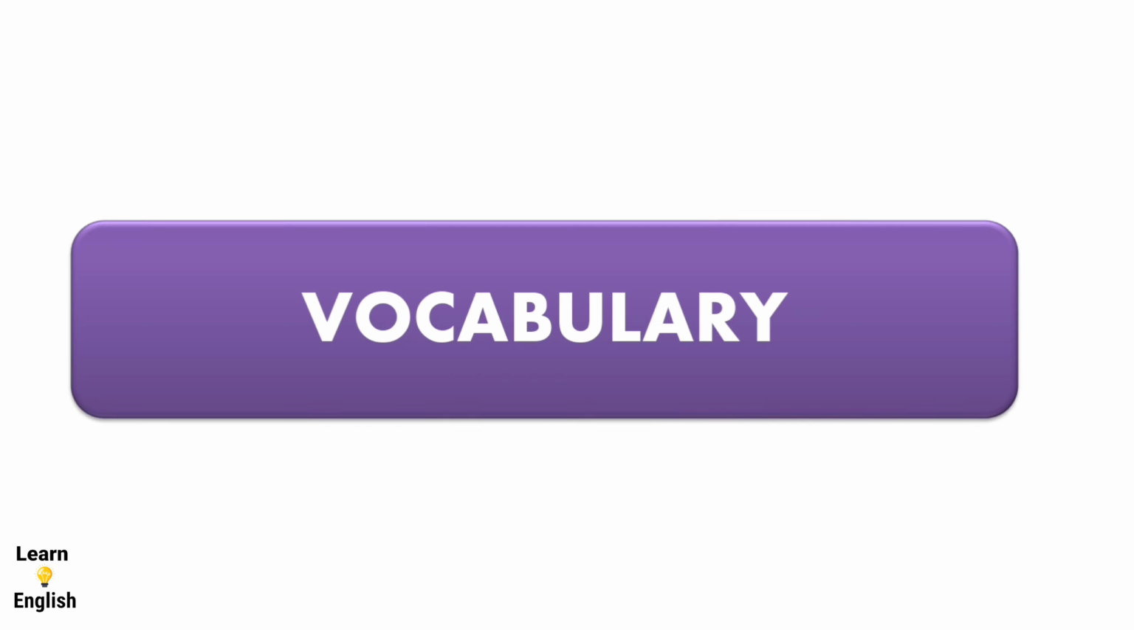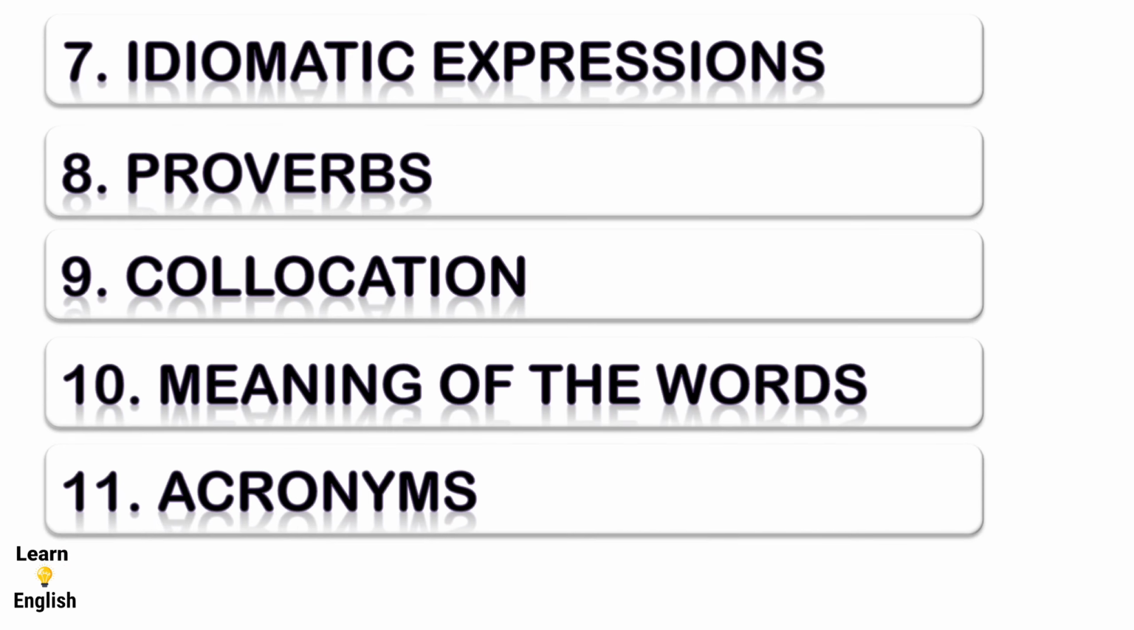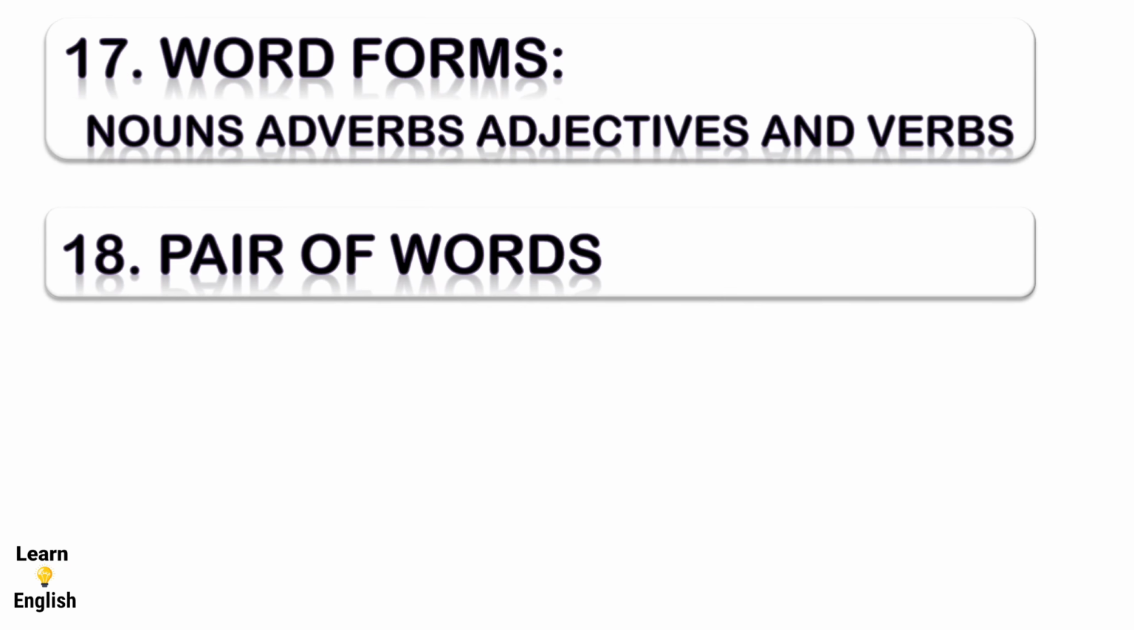In the vocabulary section, we can discuss antonyms, synonyms, one word substitution, prefixes and suffixes, phrasal verbs, rhyming words, idiomatic expressions, proverbs, collocation, meaning of words, acronyms, spelling rules, homophones, homonyms, homographs, palindromes, words that are often confused, ways to increase vocabulary, word forms, noun, adjective, adverb, verb, and pairs of words.